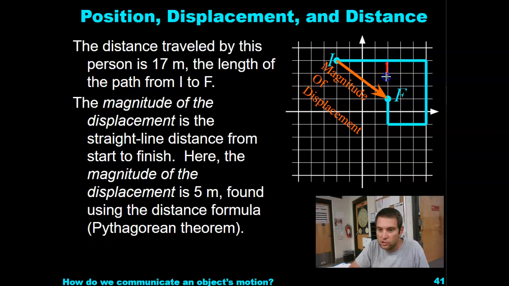A quick shortcut here. Whenever we can find a right triangle, use that right triangle. So that allows us to count up and to the left, and we can figure out the magnitude of that displacement.